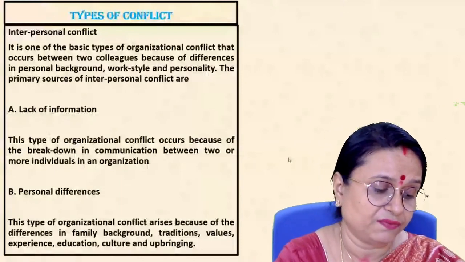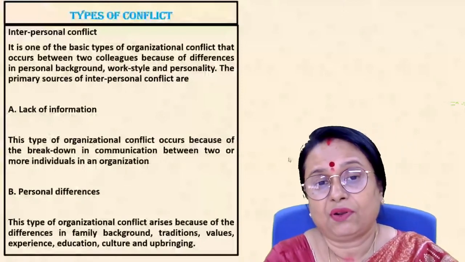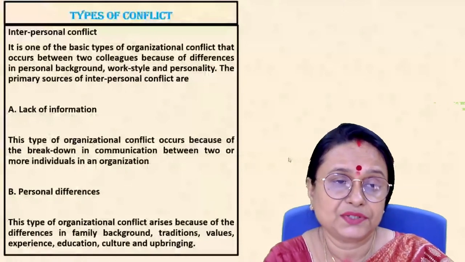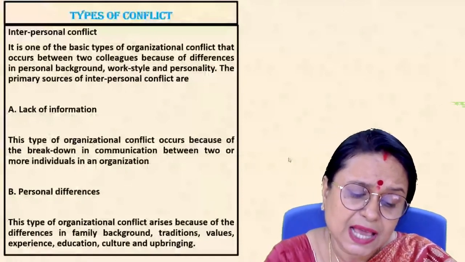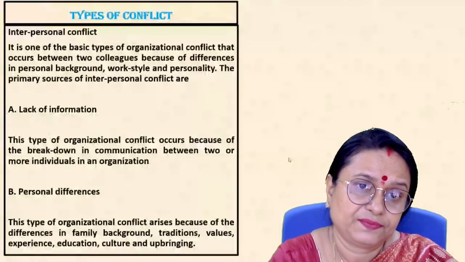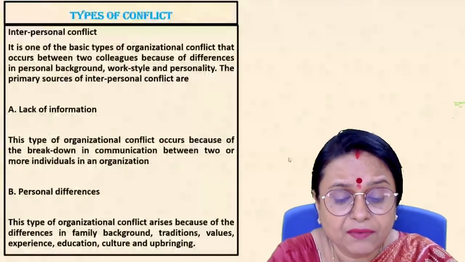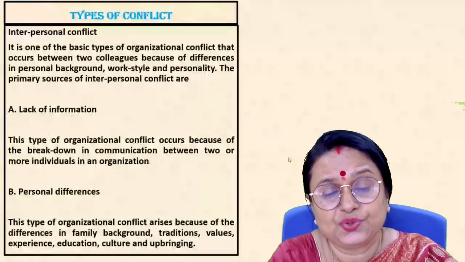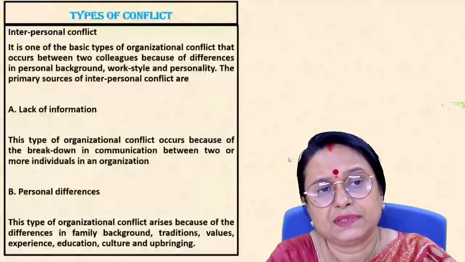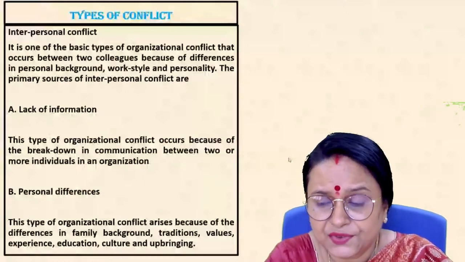So what is the source of conflict here? Lack of information is one source. This type of conflict occurs because of a breakdown in communication between two or more individuals in an organization. If there is lack of information, there would definitely be goal conflict, role conflict. People are unaware of certain information which they should get from the organization. So here there would be conflict between individuals in doing the work, in achieving the goal.